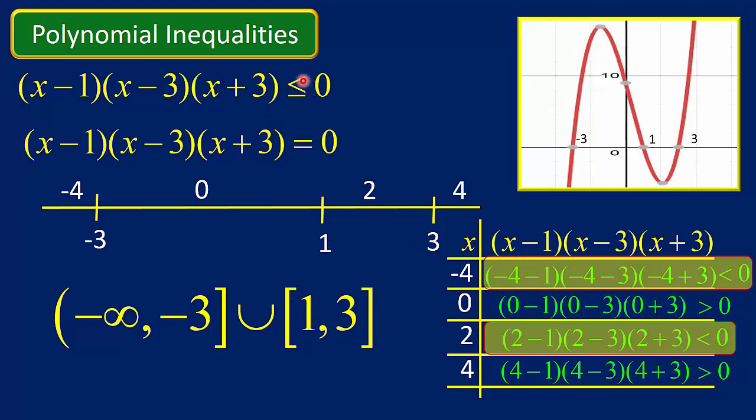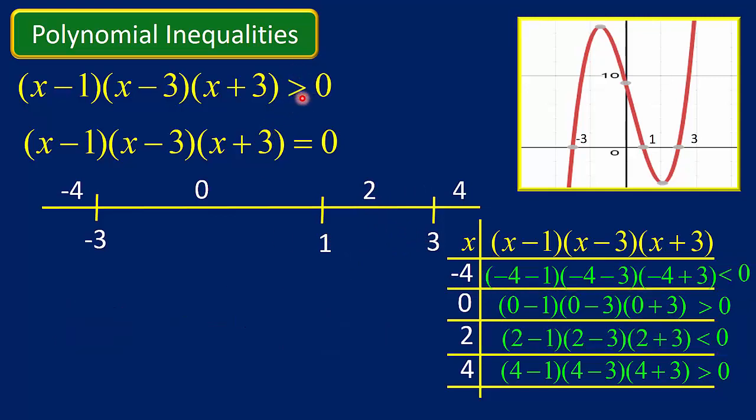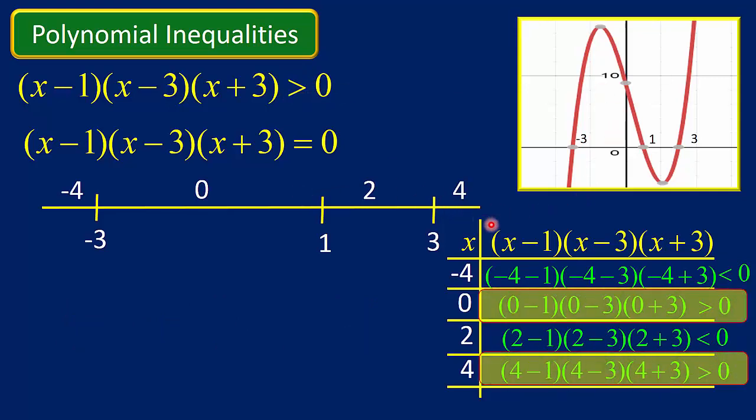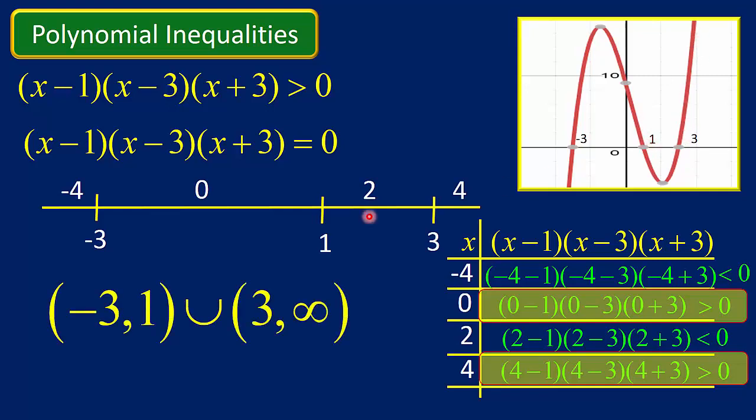Now, notice this was less than or equal to. What if I change it to greater than? Well, the same process would be involved, except you would find that these two are your solution regions. This right here is a solution region, and this is a solution region. Looking at the graph, you can see that's where the graph is above the axis. Over here, the graph is above the axis. And you would get a union of these two regions. See, negative 3 to negative 1, that's right here. And you can see clearly it's above the axis. And then 3 to infinity.